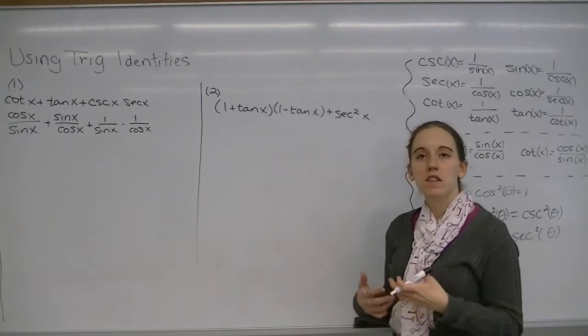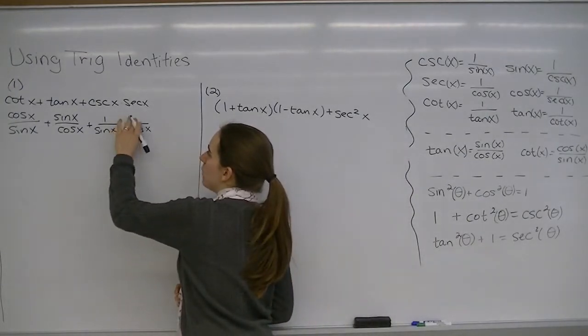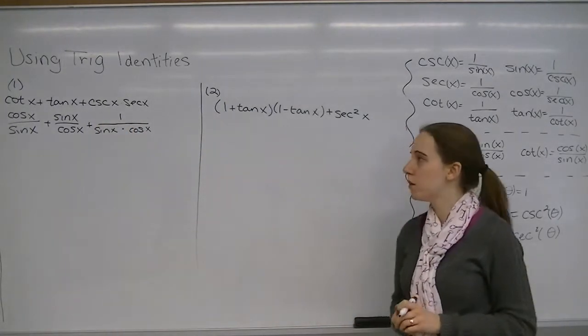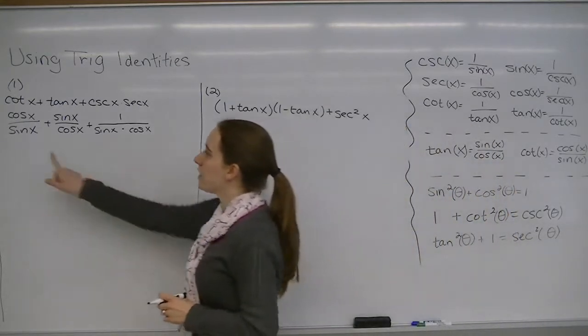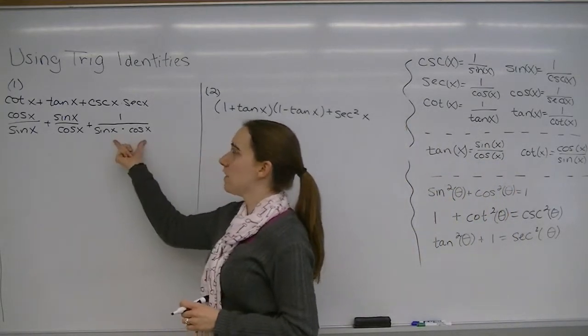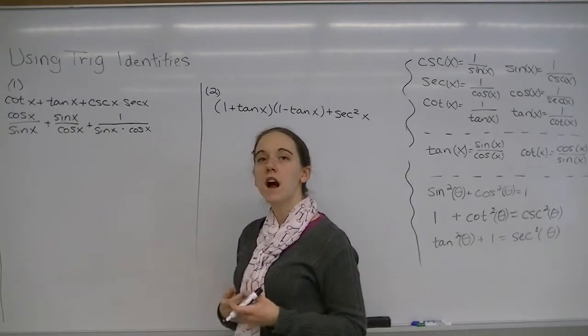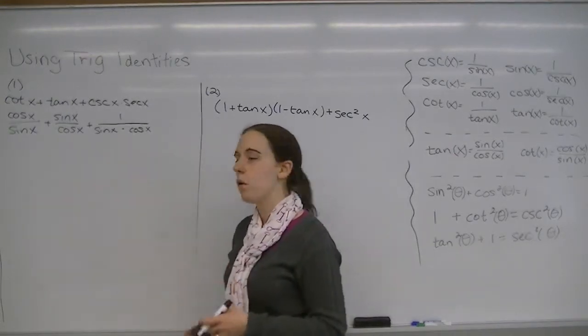Now I want to look at this and see if I can simplify it more. Well, first of all, when I multiply two fractions, I just end up with one fraction. So I get 1 times 1 over sine x times cosine x. And I notice that I have sine, cosine, and sine times cosine for my three denominators. So if I get a common denominator, I can add these three fractions and just get 1.